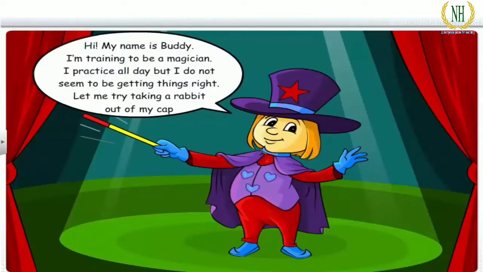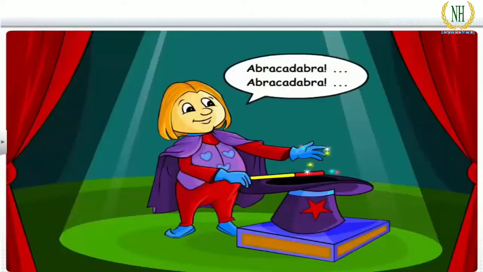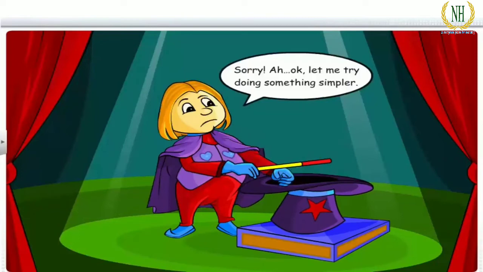My name is Buddy. I'm training to be a magician. I practice all day, but I do not seem to be getting things right. Let me try taking a rabbit out of my cap. Abracadabra. Abracadabra. Sorry. Okay. Let me try doing something simpler.